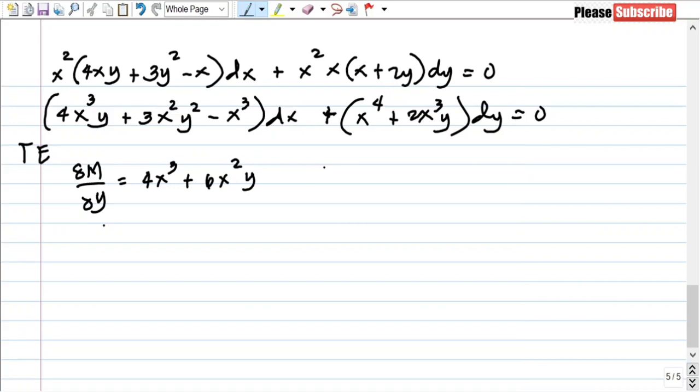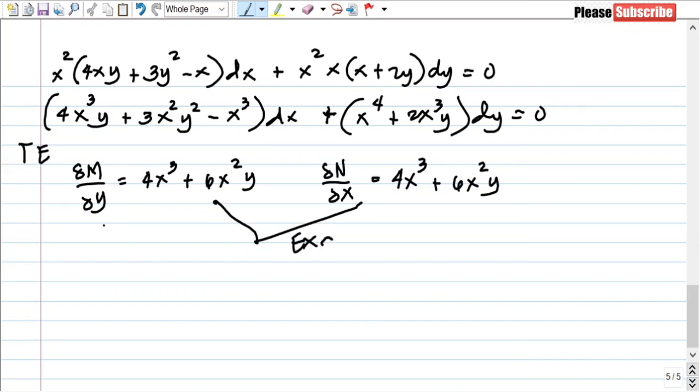Tingnan natin. Ayan, partial derivative of N with respect to x naman. So, ano mangyayari? So, that will be 4x cubed plus 6x squared y. Wow! Magic! So, ngayon, kung titignan nyo, exact na sila. Okay? So, they're already exact. Ano nga ulit yung ating method or technique sa pag-evaluate ng isang exact equation? So, ito.